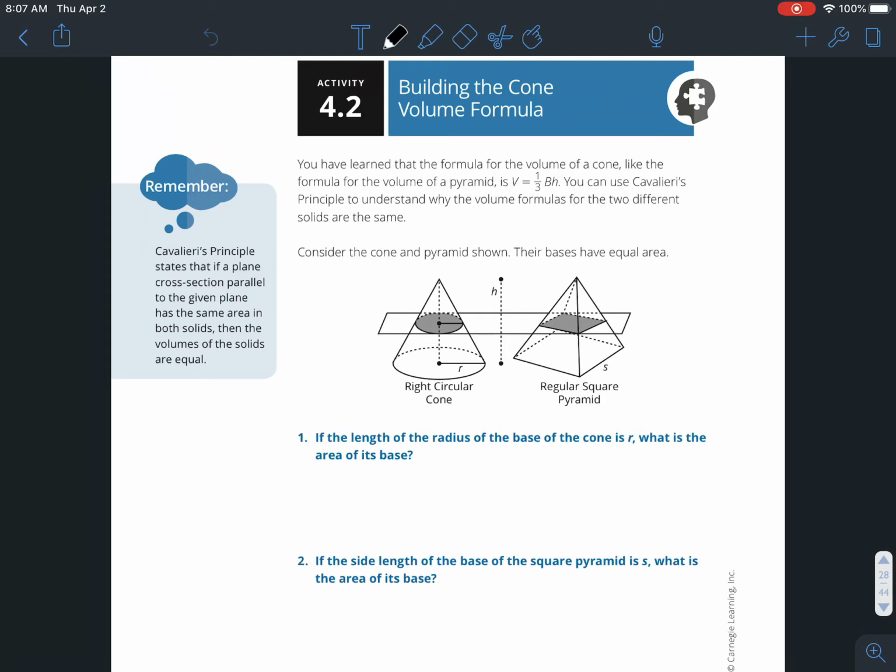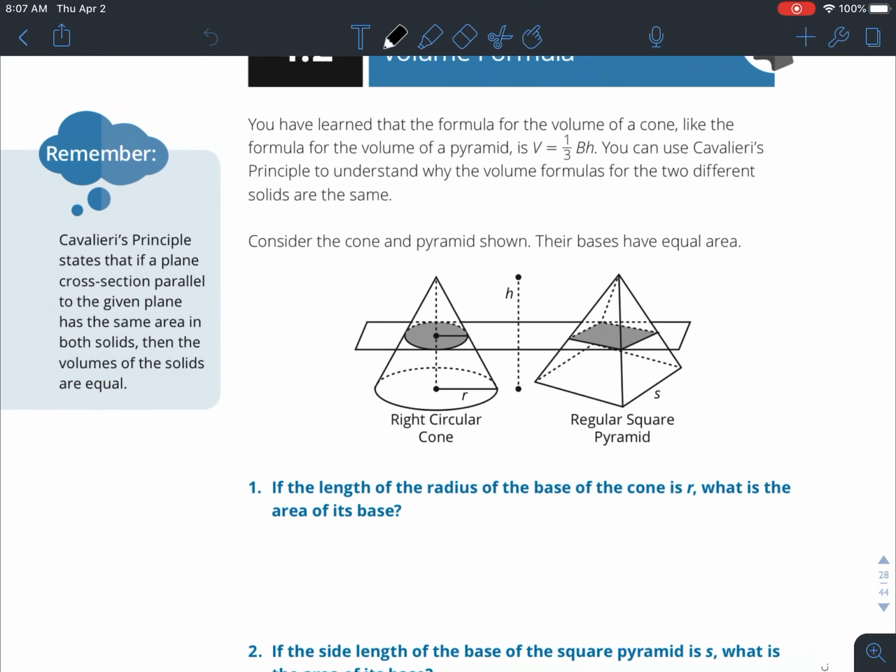So on here it says you have learned that the formula for the volume of a cone, like the formula for the volume of a pyramid, is, I'm going to highlight it, V equals 1/3 base times height. Okay, so that's what is highlighted in green. That's annotating standard 1.1. You can use Cavalieri's principle to understand why the volume formulas for the two different solids are the same. Consider the cone and pyramid shown. Their bases have equal area.